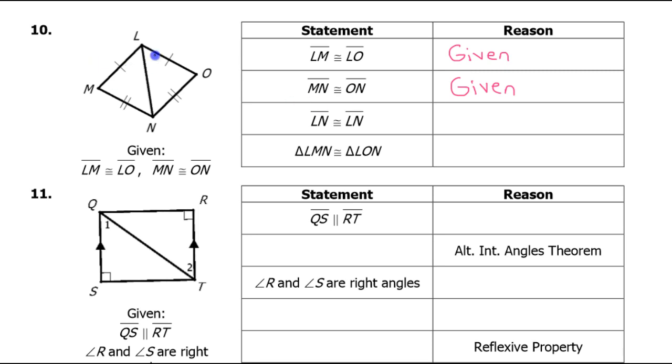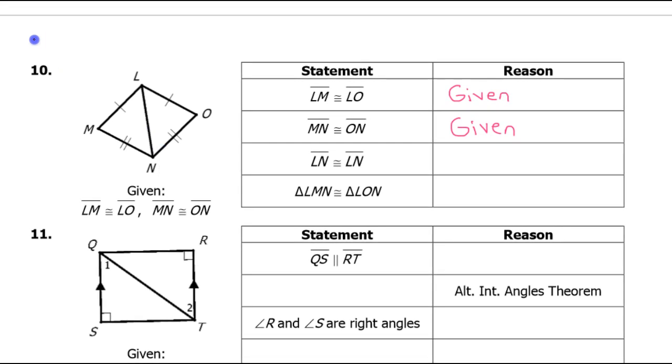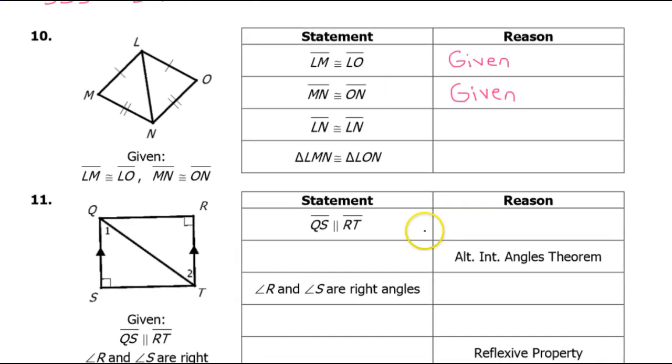Now, so far that is not enough for us to prove these triangles are congruent. Remember, there are 5 ways to prove triangles are congruent, and that is 3 pairs of sides, or we could have 2 pairs of sides and the angle in between them, or we could have 2 pairs of angles with the side in between them, or we could have 2 pairs of angles with the side that's not between them, or we could have a hypotenuse and a leg of a right triangle. Okay, those are the 5 ways.